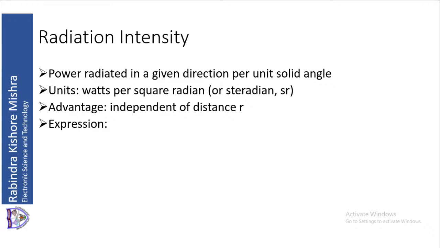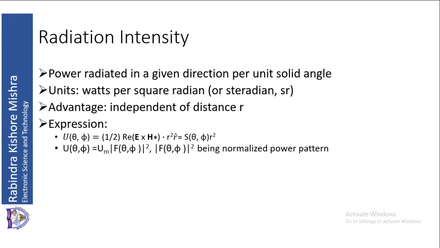Now, how do you express this? What is the expression for power density? Power intensity. Power intensity is given as U theta phi. So U, once you fix theta phi, that will give you the intensity. So U theta phi is equal to 1 by 2 real part of E cross H star into R square R cap. So it is along the radial direction.